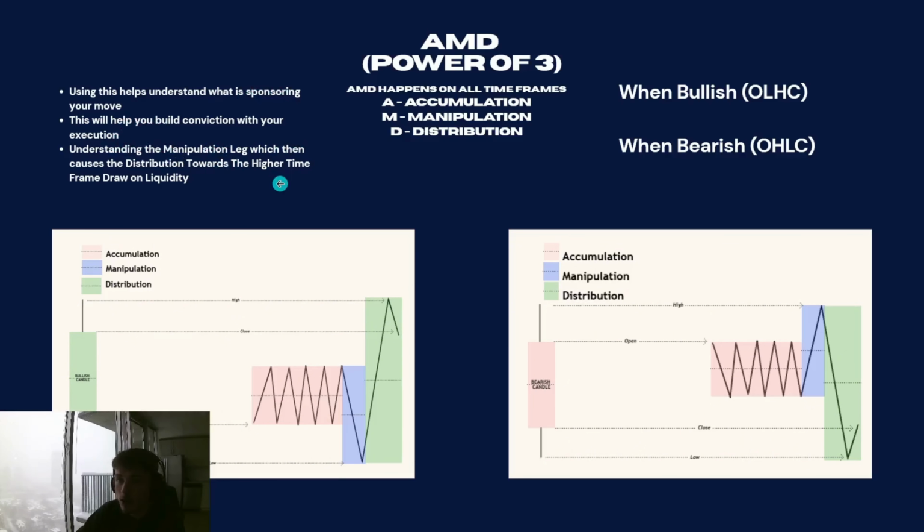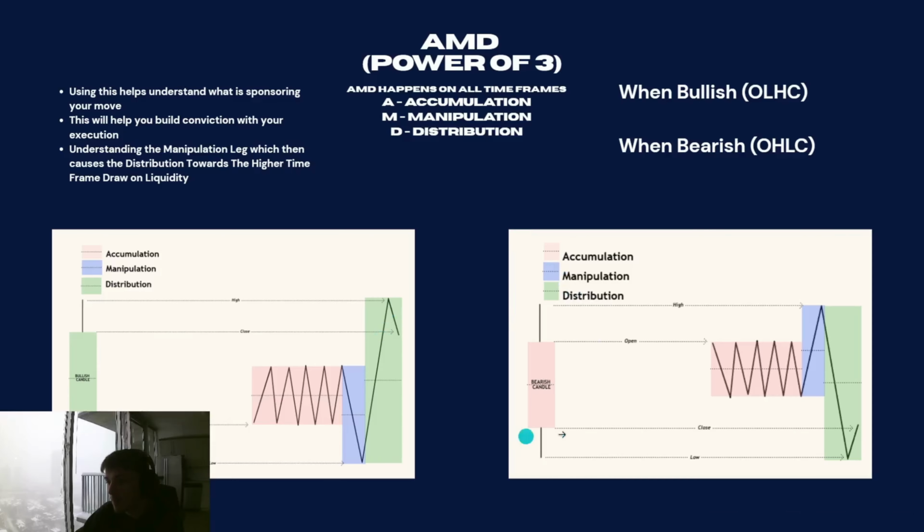If you can understand the manipulation leg, then you can catch the distribution, which is how I typically like trading. I don't like catching the manipulation. I like catching the distribution because you're going to get the highest RR on that trade. And this happens, like I said, on all time frames, and within every single candle there's going to be an AMD model. As you can see here, this is a bullish candle. We open, we manipulate lower, taking people's stop losses, and then we distribute higher, and we close back into that range.